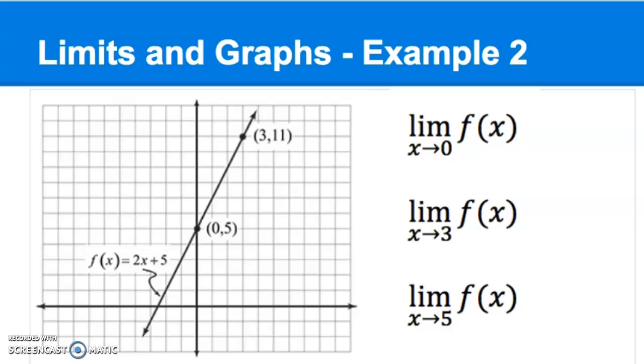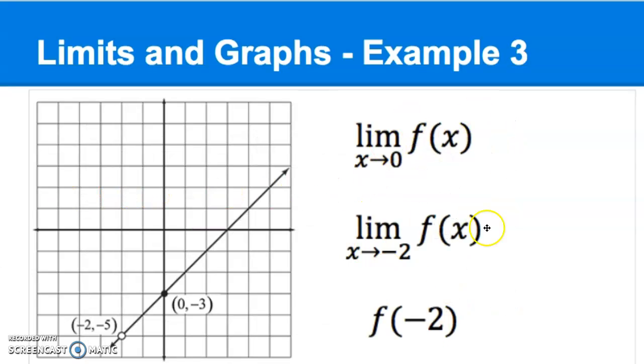On the next problem, if you have not looked at this one yet, please pause and answer these on your own. Let's assume that you have paused and answered them. So if we're looking at the limit as x approaches 0, you want to find 0 on the x, and you want to find the y value, and that would be -3. So the limit is -3.